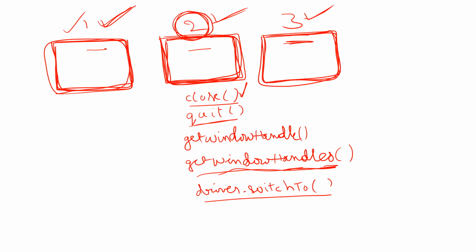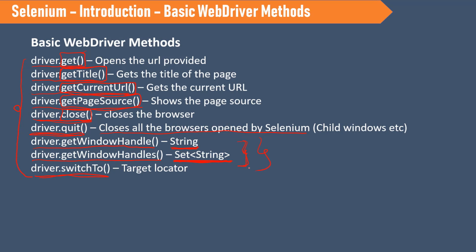Similarly, if I want to move to the third window, then again I will use this driver.switchTo method and I will pass this window handle as a parameter, and I will move to the third window. We will learn about these 3 methods in detail when we come to the child windows concept. So in this video, we will go through these methods, and I will show you an example up to driver.quit.